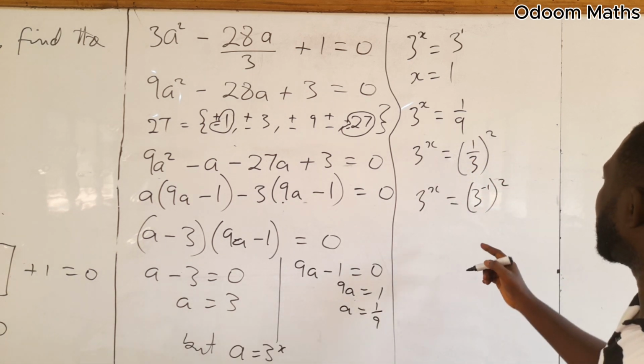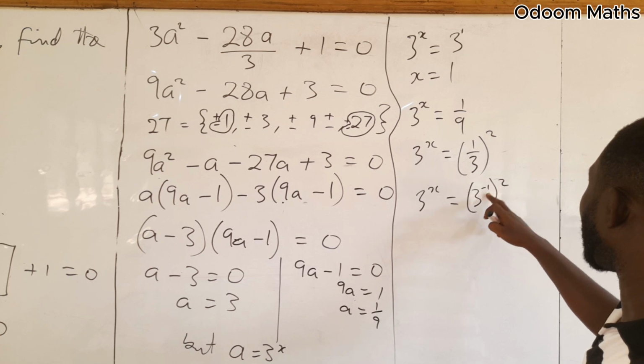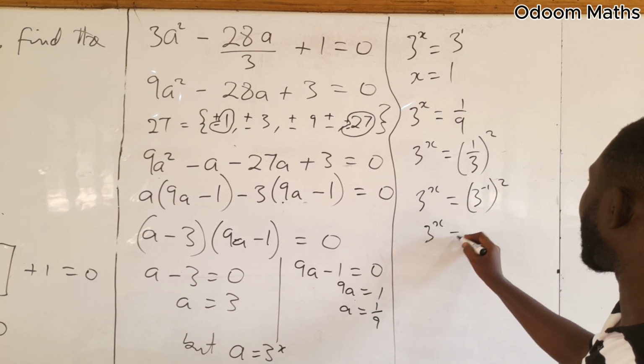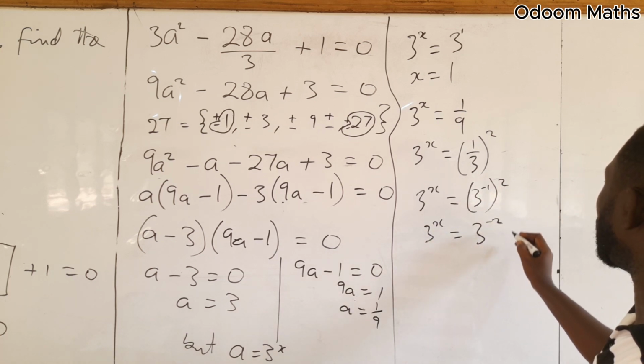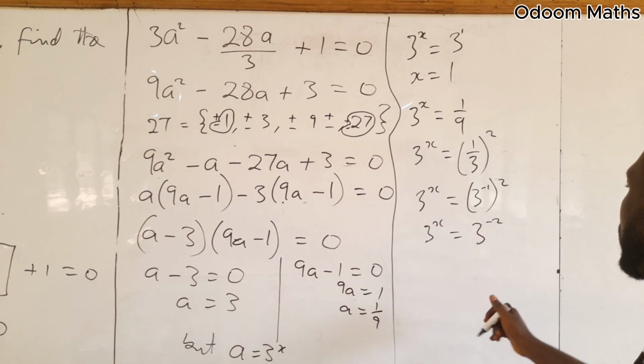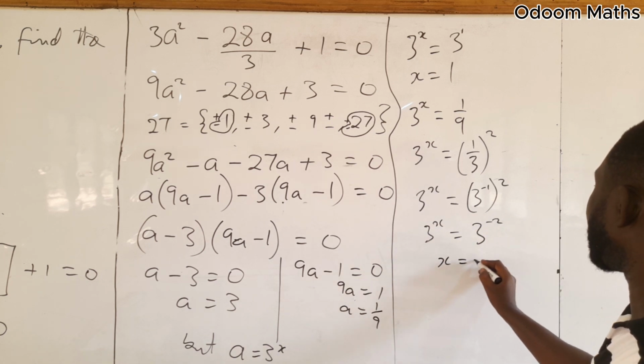Then, per the third law, we need to multiply powers. So 3 to the power x becomes 3 raised to the power negative 2, that is negative 1 times 2. Okay, so in this case, x becomes negative 2.